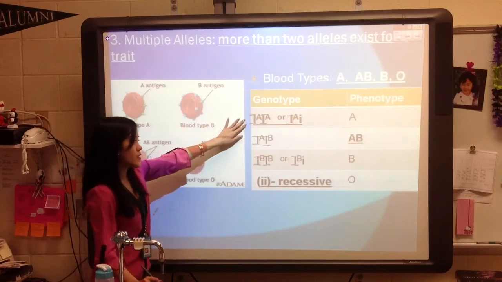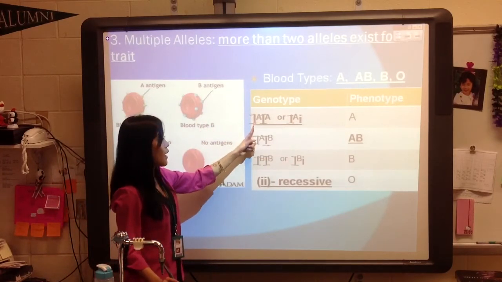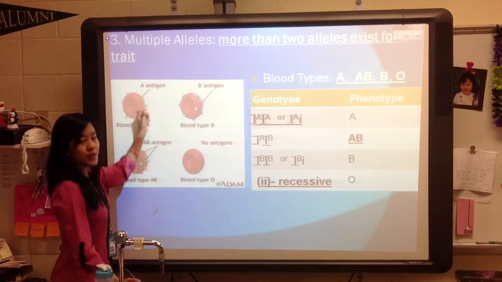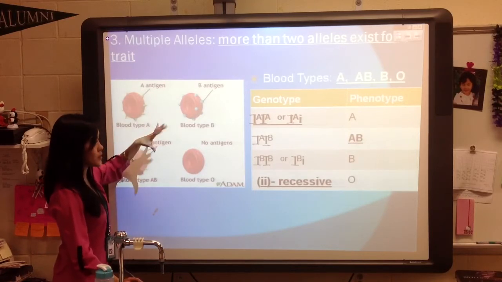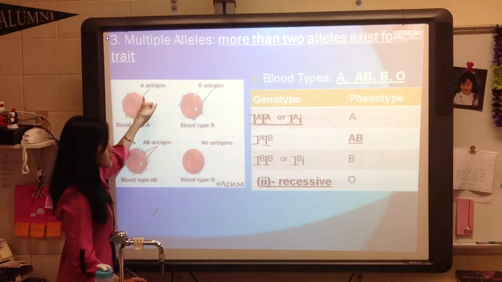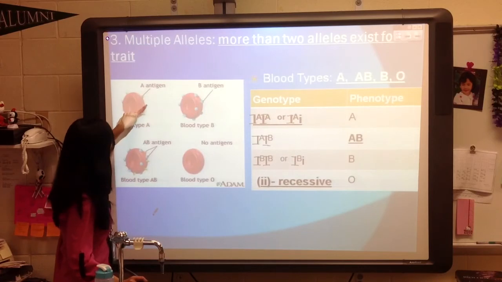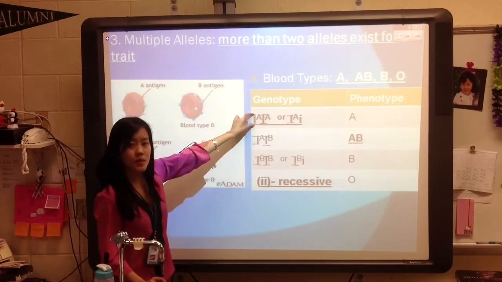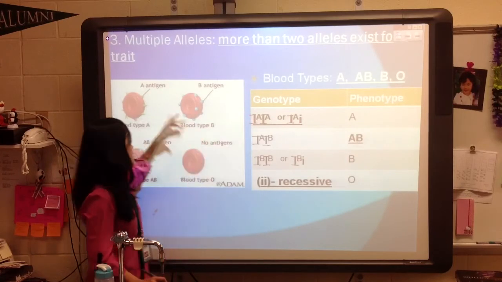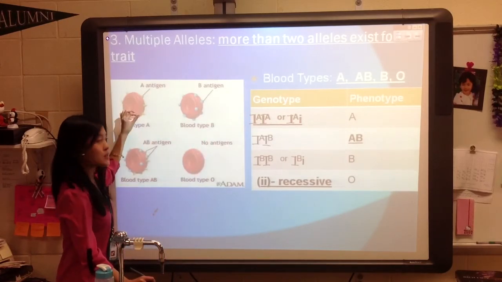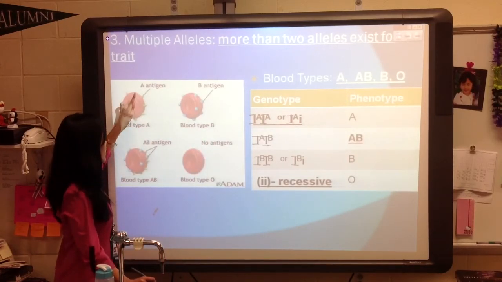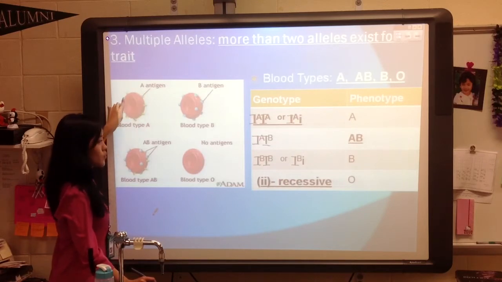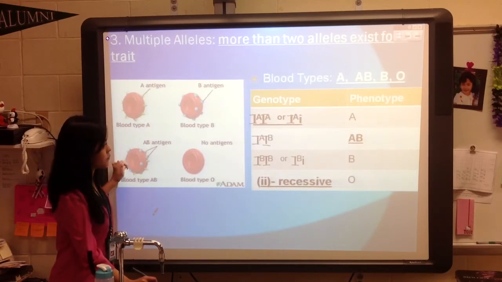What I want you to think of this as is that the big I represents a red blood cell, because we are talking about blood type, and the A's or the B's represent little name tags on that red blood cell. It has to be a capital I because the red blood cell has to be big enough or strong enough to carry those A or B name tags on it.